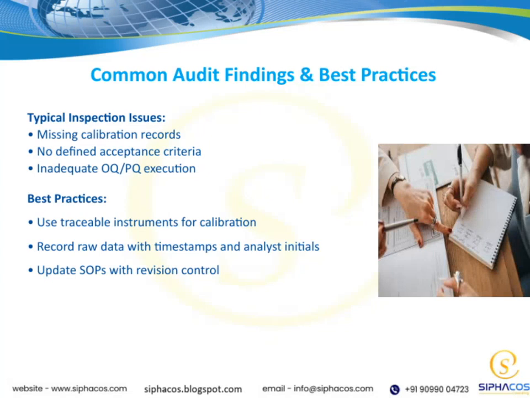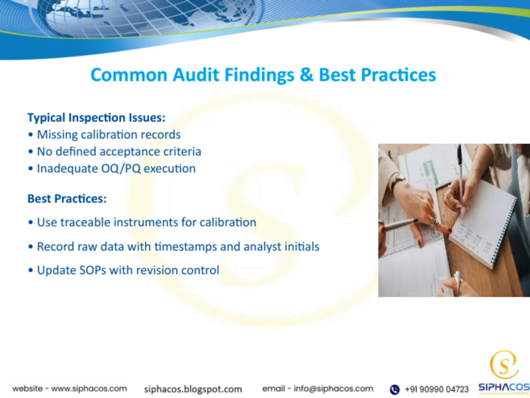Let's take a look at some common audit findings and best practices to keep in mind. One typical issue we see during inspections is missing calibration records. This can raise questions about whether instruments are properly maintained and reliable. Another common problem is the absence of defined acceptance criteria, which makes it hard to determine if test results are acceptable or not. Additionally, inadequate execution of operational qualification and performance qualification can compromise the validity of validation efforts.